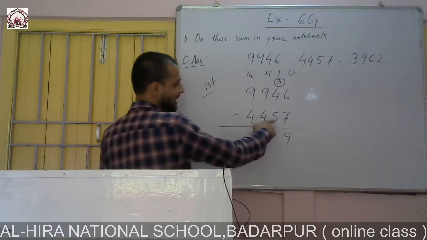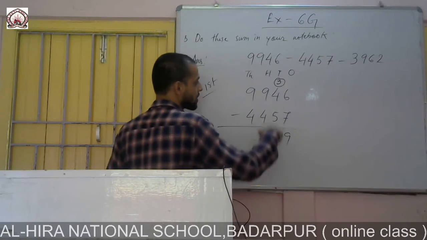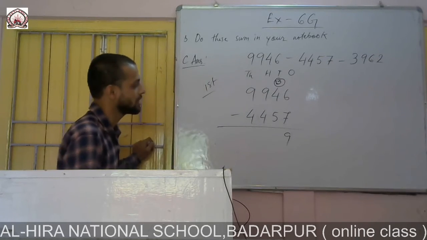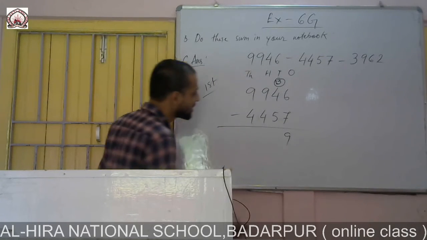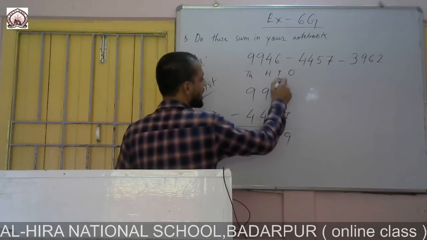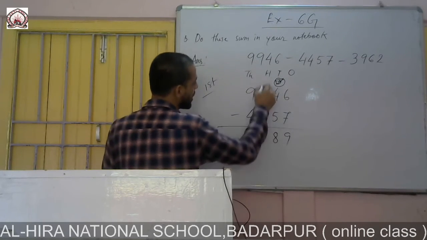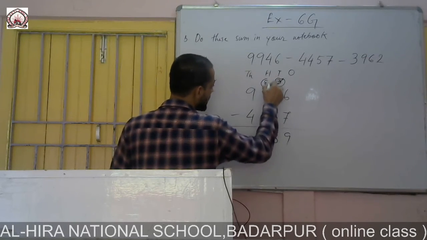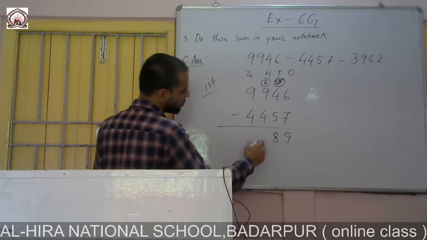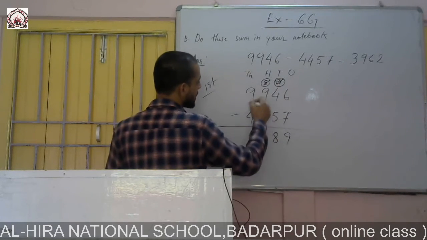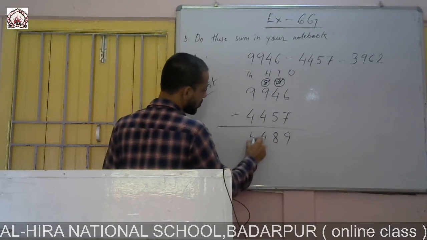So we cannot subtract 5 from 3. We have to carry 1 from hundreds place. If we carry 1, we will get here 13. So 13 minus 5 equals 8. So here instead of 9 we will get 8. 8 minus 4 equals 4. So here we will get 9. 9 minus 4 equals 5.